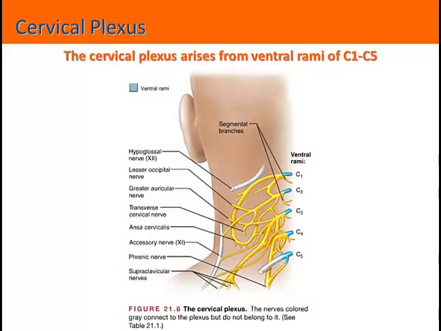To begin our examination of the specific plexuses, we'll start with the cervical plexus. Now, the cervical plexus arises from the ventral rami of the spinal nerves C1 through C5, so the cervical region up in the neck. There are 7 nerves that arise from the cervical plexus, nerves ultimately serving structures in the shoulder and the neck region.